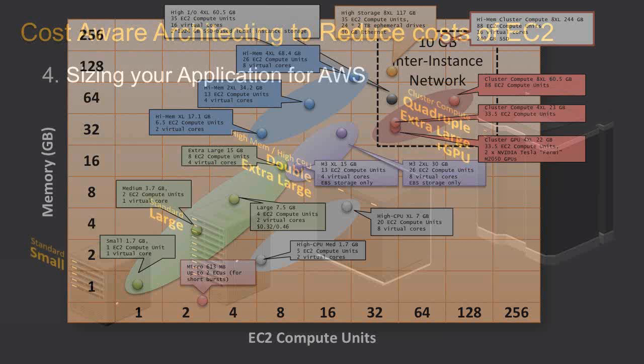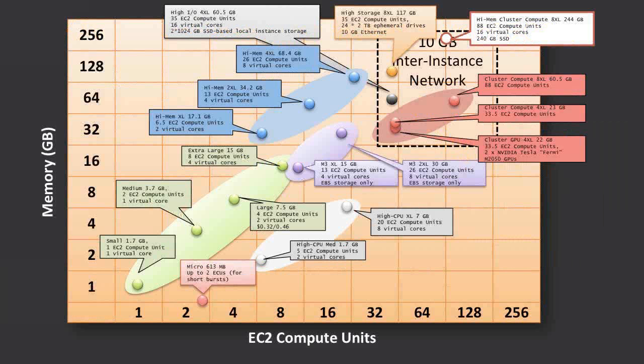And just to give you an idea of what that spectrum looks like, here are some of the different types of EC2 instances we've got available across this entire spectrum. All different types of costs, depending on the type of resources you want.